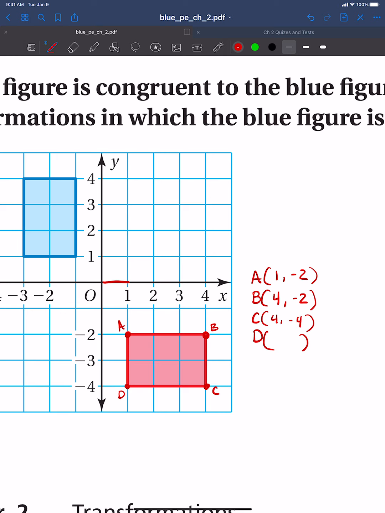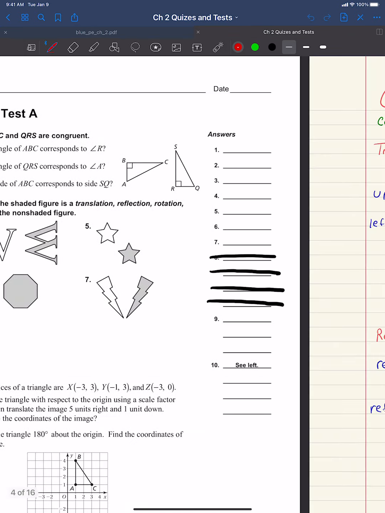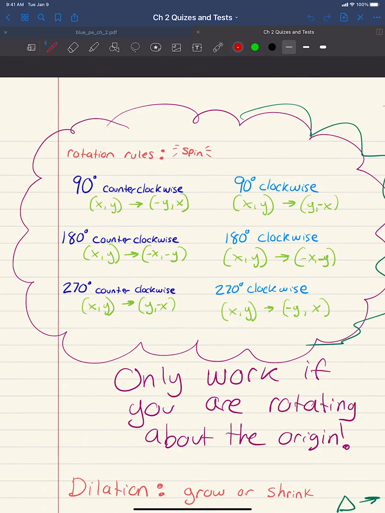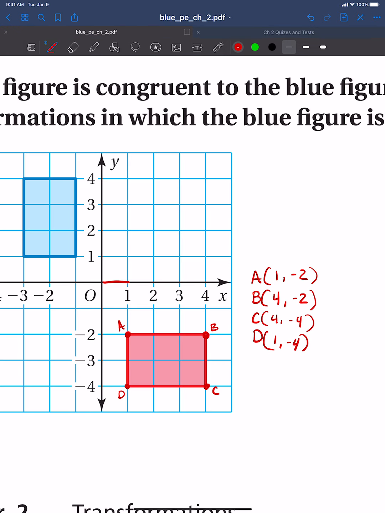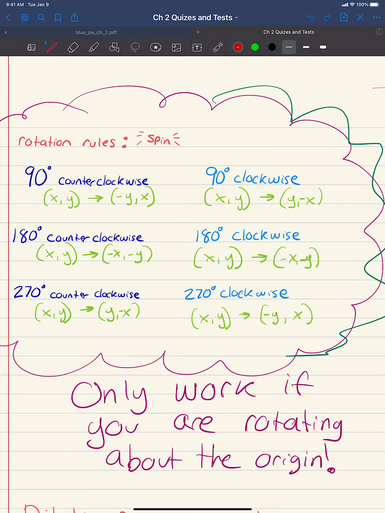And D is over 1, down negative 4. There we go. Okay, now that I've got that, I can go back over here to my notes. And let's use these rules. I want it to rotate this way, which is counterclockwise. And it looks like a 90-degree rotation is all I need. So my 90-degree counterclockwise rules are the Y turns to its opposite, and then they switch places.